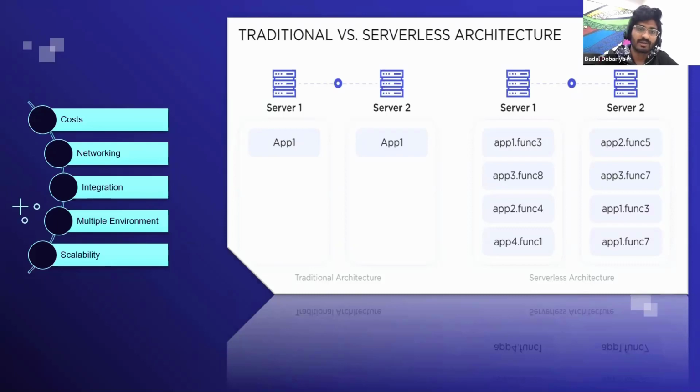From the integration perspective, if you are using any third-party libraries and all that stuff, you have to manually import them in every function. But if you have a traditional architecture, you can just put it in and run it, so it will apply to the whole infrastructure that is based on the cloud. And talking about multiple environments, it is easier to set up multiple environments in serverless architecture. But in traditional architecture, it is tough and requires additional expenses and time to set up multiple environments.